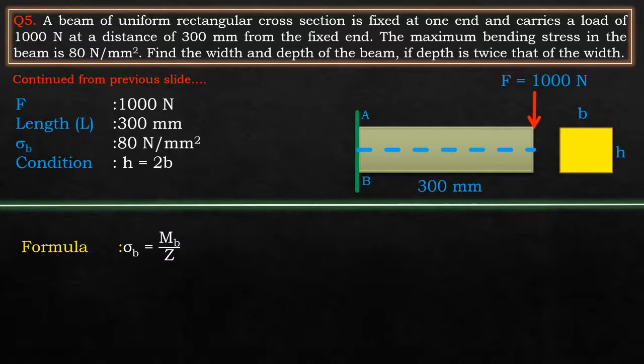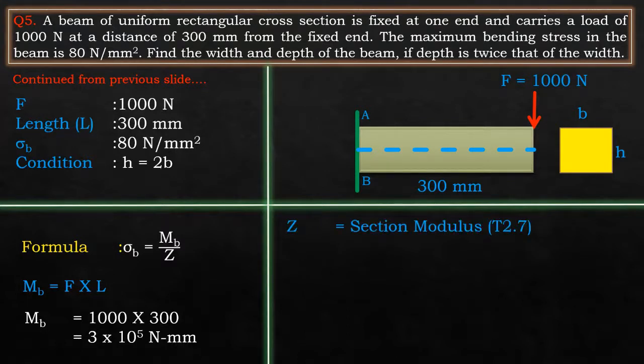So substituting these values in this equation, sigma b is equal to Mb by Z. Let us first calculate the bending moment. Mb is equal to F into L. F is 1000 and L is 300 mm. We'll be getting the bending moment as 3 into 10 power 5 Newton mm. After finding the bending moment, we'll substitute these values into this equation.